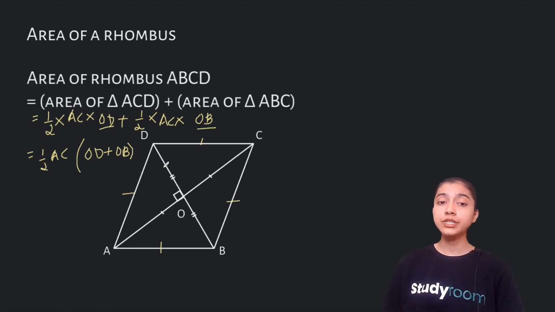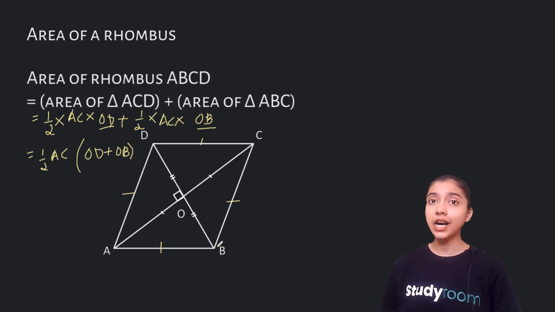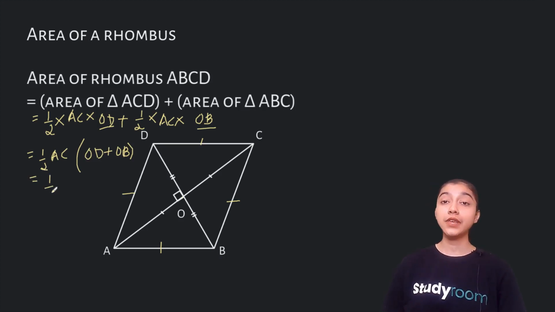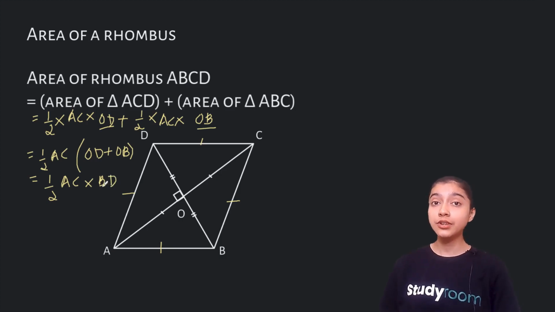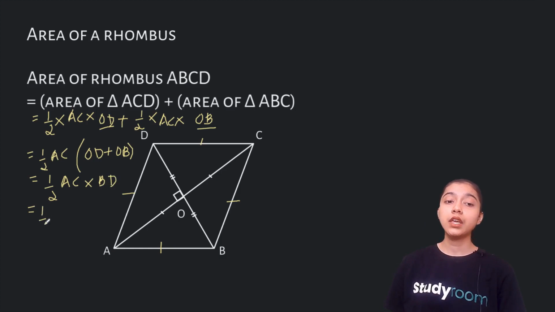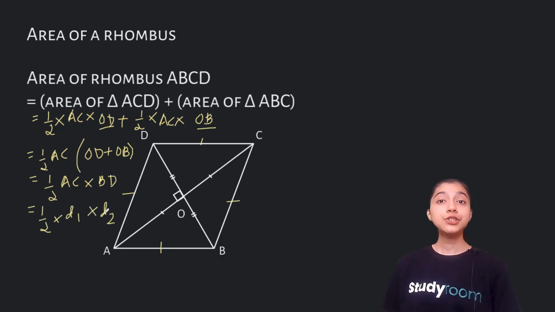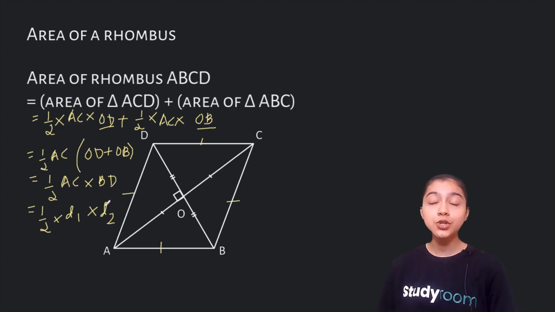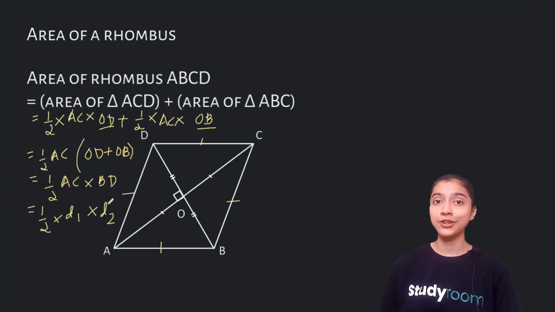Now what is this OD plus OB? Isn't it the other diagonal BD? Yes, it is. So half AC will be written as it is, AC, and OB plus OD gives us the diagonal BD. So ultimately the formula for the area of the rhombus is half into diagonal 1 into diagonal 2. In short, the area of the rhombus is half multiplied with the product of its diagonals. So if we have been given the two diagonals, we can easily calculate the area of the rhombus.